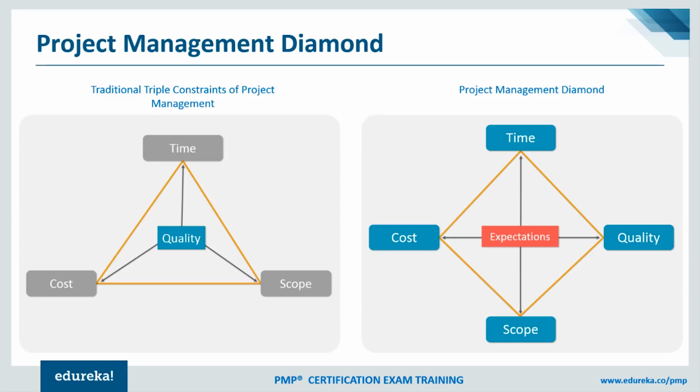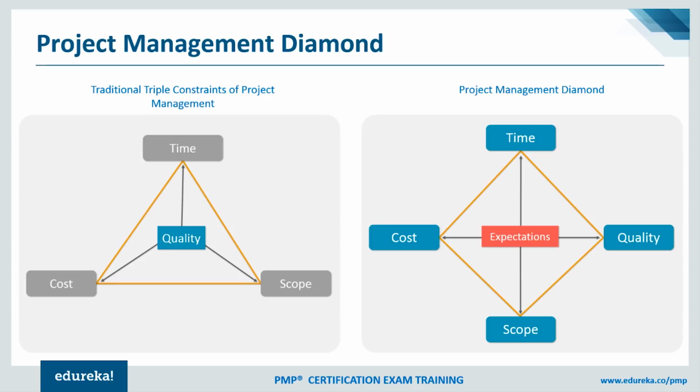So we started with these triple constraints initially, and then we've added one more. Time, scope, and cost were there. We've added quality as well. But if you actually see, there are a few other constraints on the project which we should be aware of, and that's nothing but the expectations. So if you see the project management diamond, we started with triple constraints on the project, and now we talk about the diamond. And I would also prefer to add a few more here.